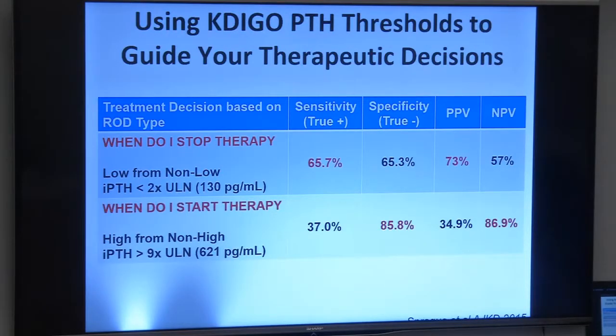Now you had a question though, and I'm not sure if I answered it regarding low turnover. Yeah, I guess if you have a stage 4 patient who fractured, but their PTH isn't as high as you would expect a stage 4 to be, would that tell you something about?